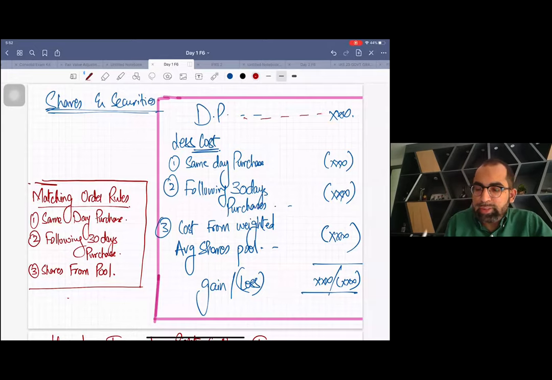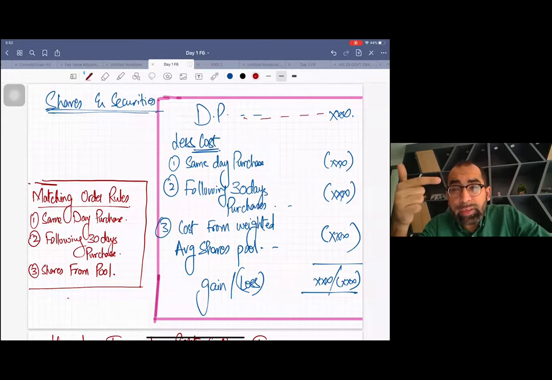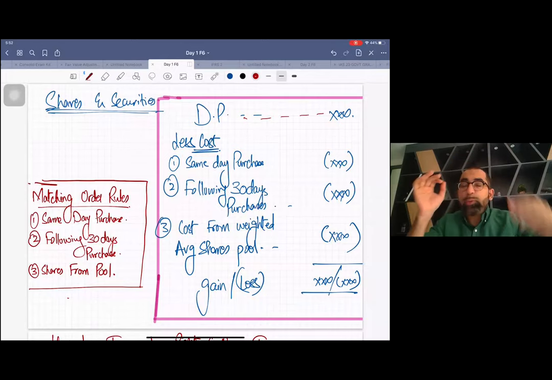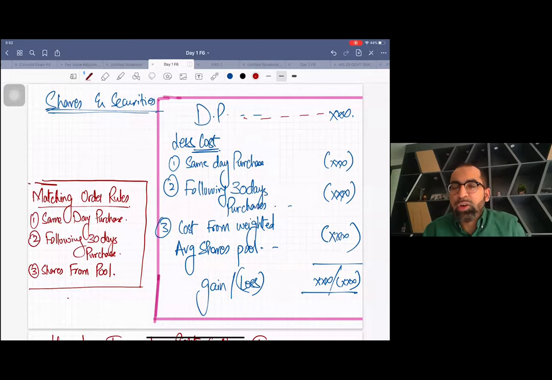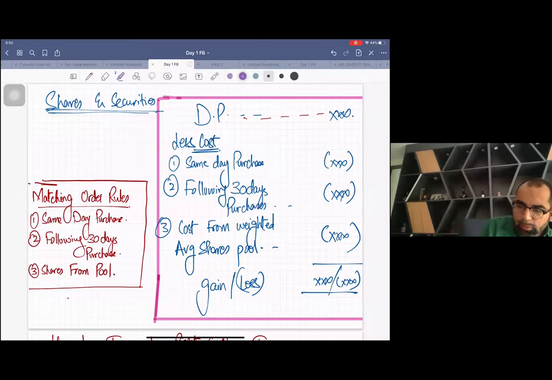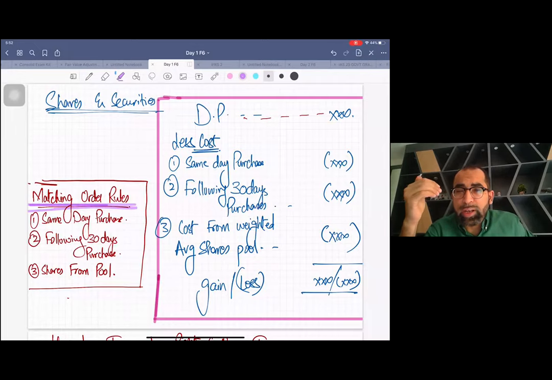So first of all, you write the DP. Now, obviously, in order to calculate gain, you need to match the cost. So with DP, you will match the cost. And now what is the order for matching the cost? So you need to apply these matching order rules. What are the matching order rules?